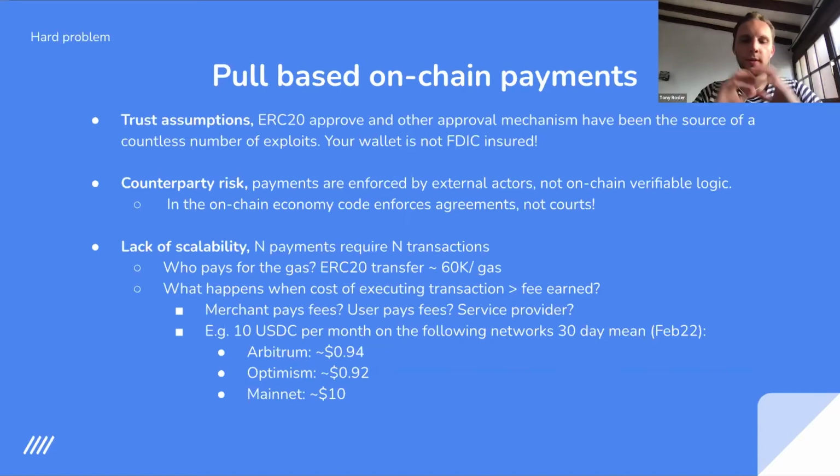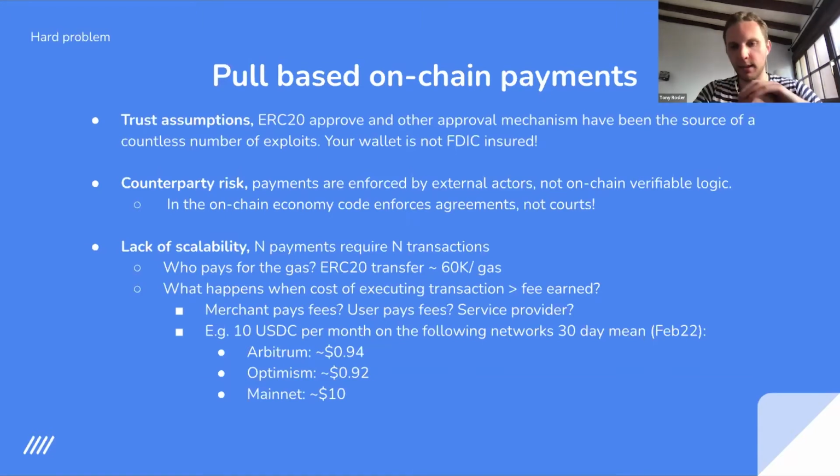So should the costs be pushed to the merchant side, as in it should be cut into their profit margin? Should the user pay the fees, so it becomes more expensive for them than it would otherwise? Or should the service provider, the payments provider, pay the fees?